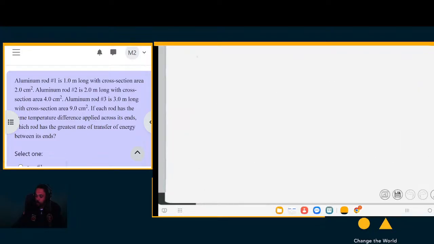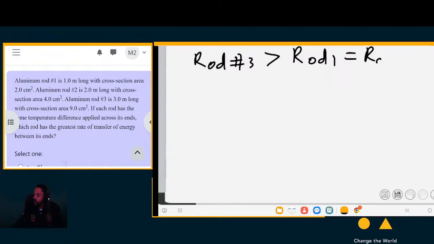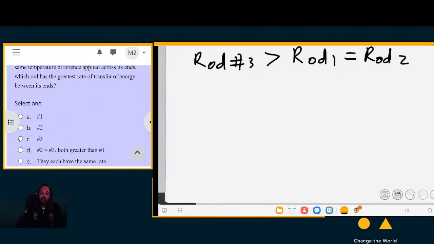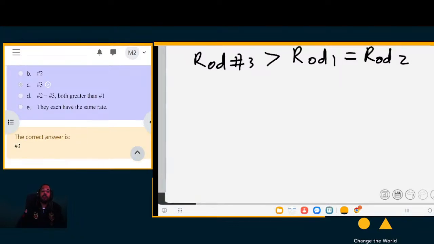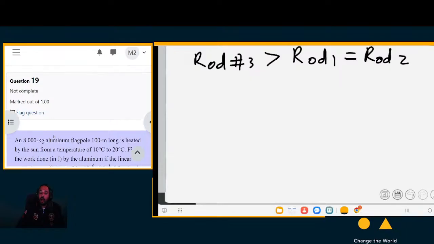So we know now that rod number 3 will radiate more power than rod number 1, which is equal to the power radiated by rod number 2. Therefore, we can conclusively say that the rod with the greatest rate of transfer of energy will be rod number 3. Okay, and we can check. Yes, it is indeed rod number 3. It will radiate the most power.